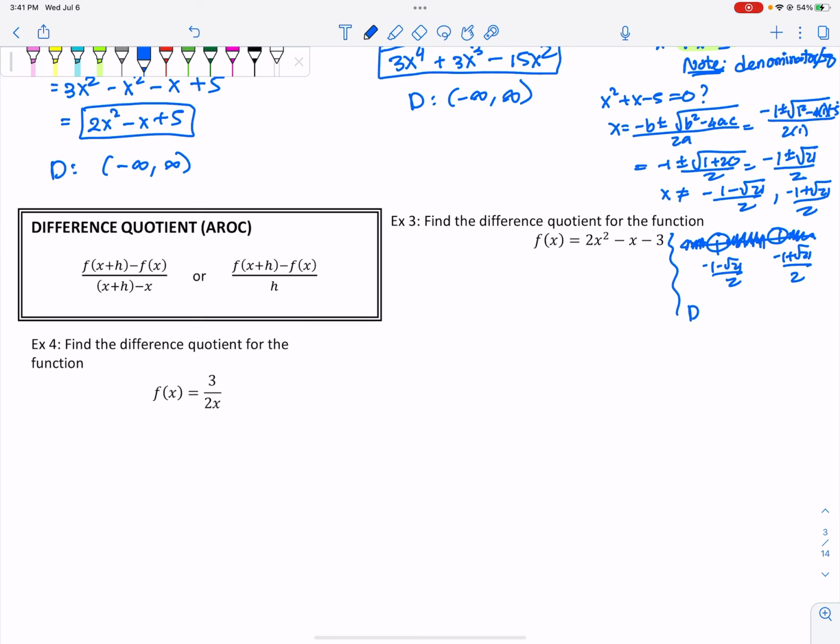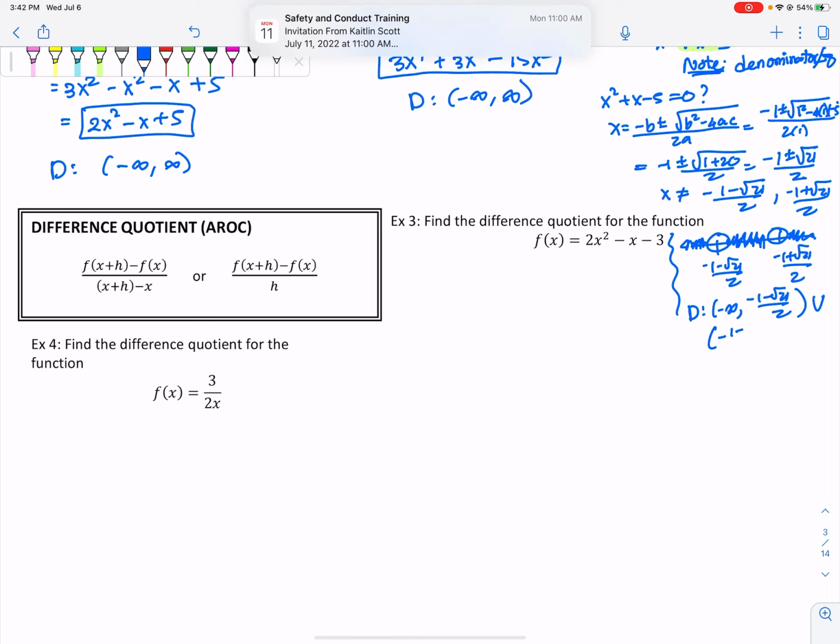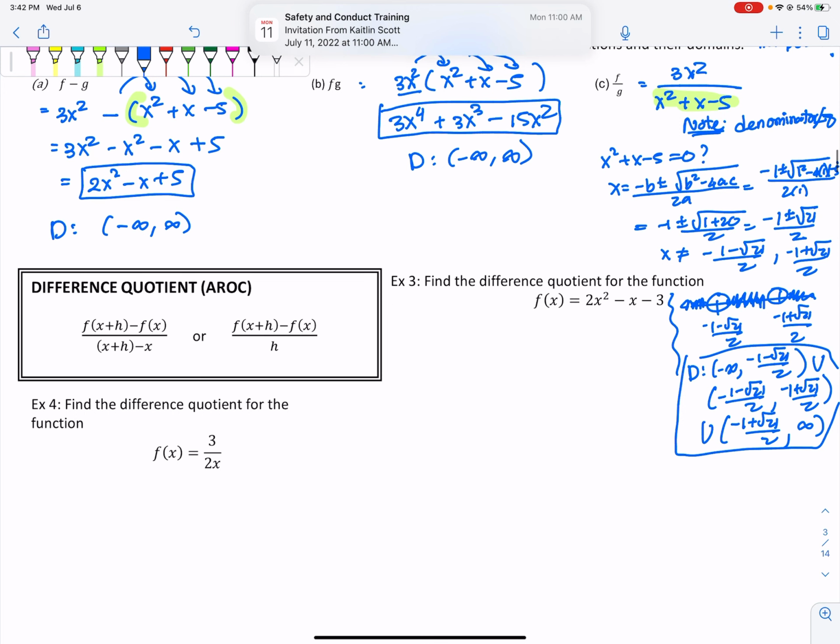So the domain is going to be from negative infinity to negative 1 minus square root of 21 over 2, union the middle interval from negative 1 minus square root of 21 over 2 all the way to negative 1 plus the square root of 21 over 2, and then union the third interval on the right side, starting at negative 1 plus square root of 21 over 2 and continuing on forever to infinity. So this is the domain of this function.